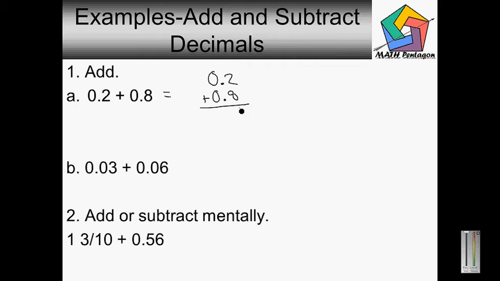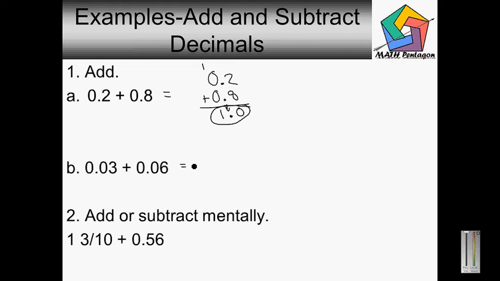So 8 plus 2 is 10. We carry the 1. And 1 plus 0 is 1. And we bring down the decimal point. And our final answer to this problem would be 1.0.